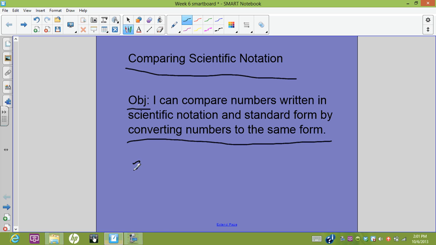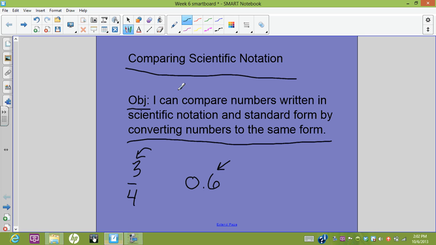It's kind of like when you have a fraction and you have a decimal, and your teacher asks you to compare those. It's easier to either turn the fraction into a decimal and then compare it, or turn the decimal into a fraction and then compare it that way. If they're in the same form, it's easier to do.